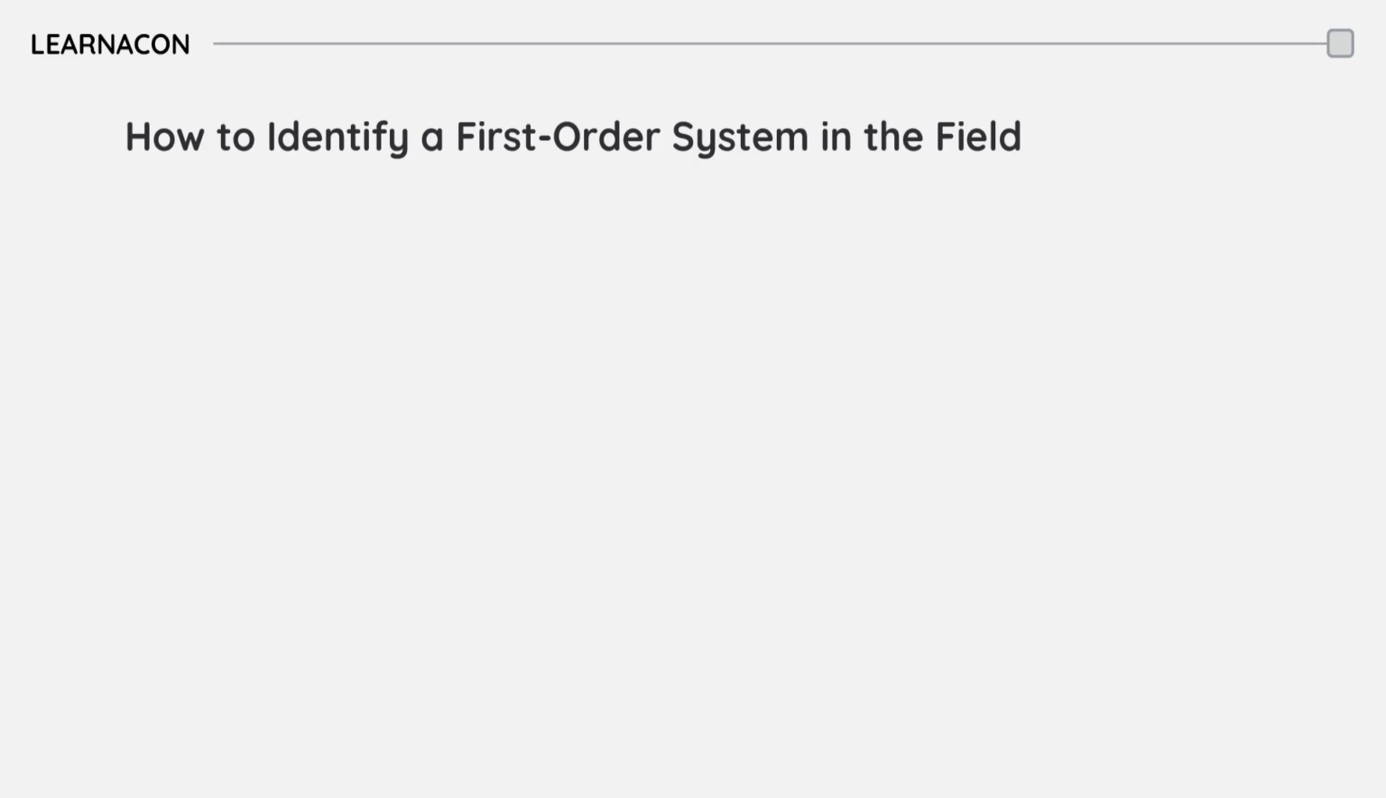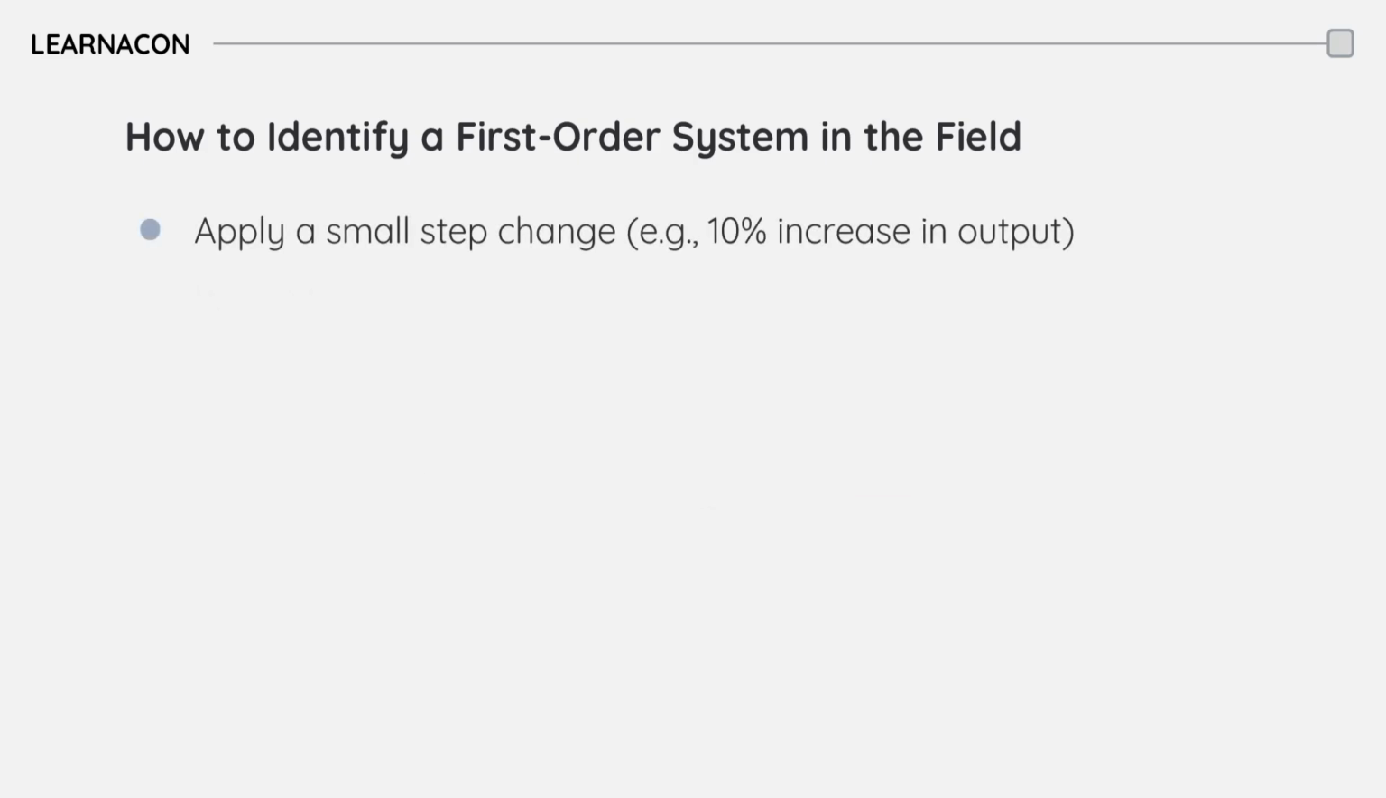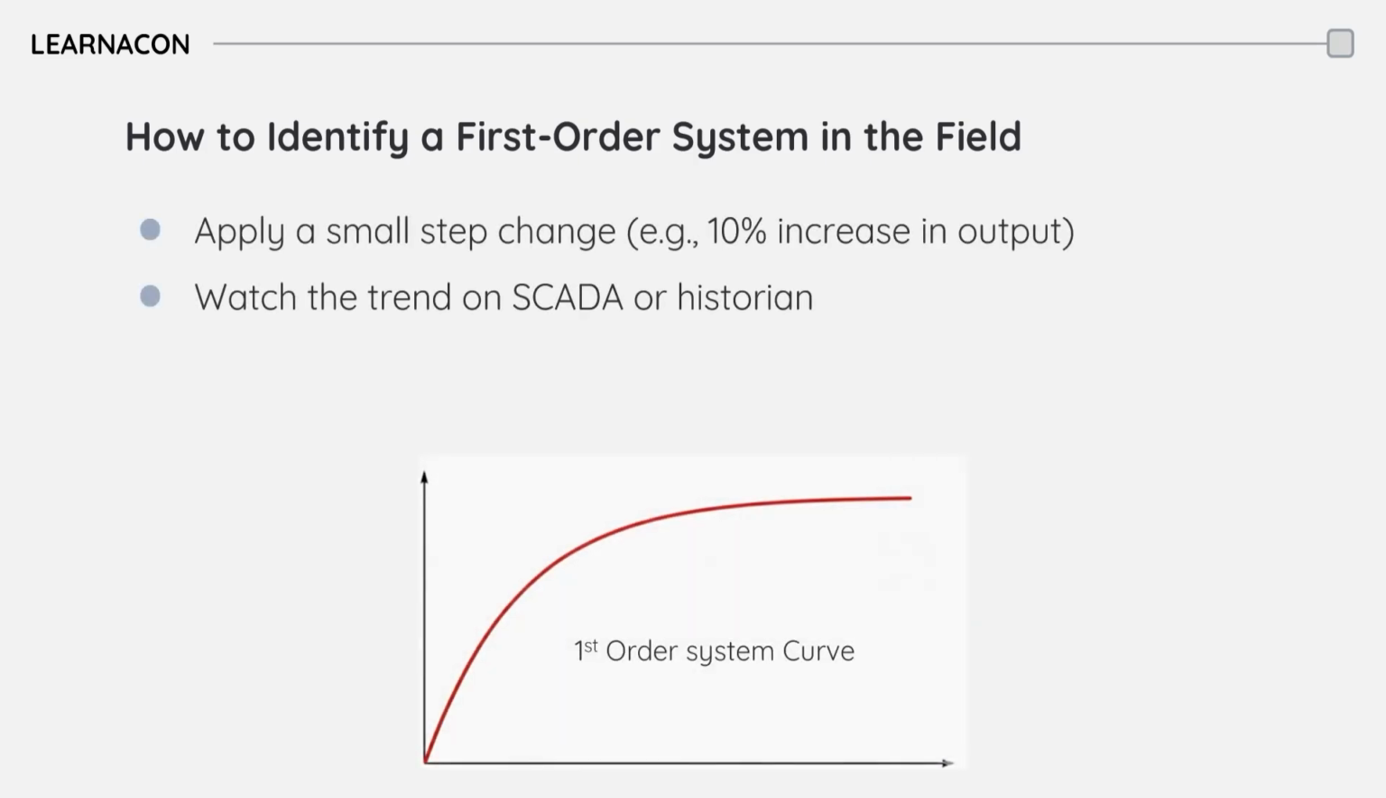Now you might wonder how to identify a first-order system. The good news is you don't need any special tools. Apply a small step change, watch the trend, and you will quickly see whether it behaves like a first-order system. You can even estimate the time constant by noting when the output reaches roughly 63% of its final value.